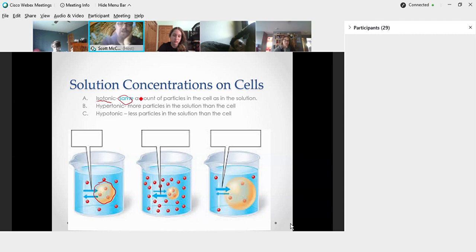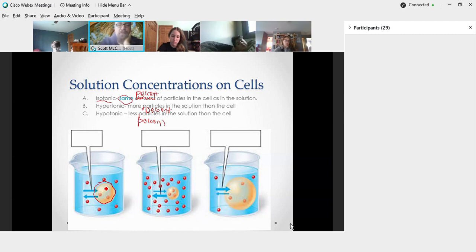And I don't like, let's change this word. This should be percent. So change that. And here, that should be percent. And here, that should be percent. I don't like the way this slide was written. I don't know if I did that or somebody else. Okay, so isotonic is the same percent of particles in the cell as the solution.